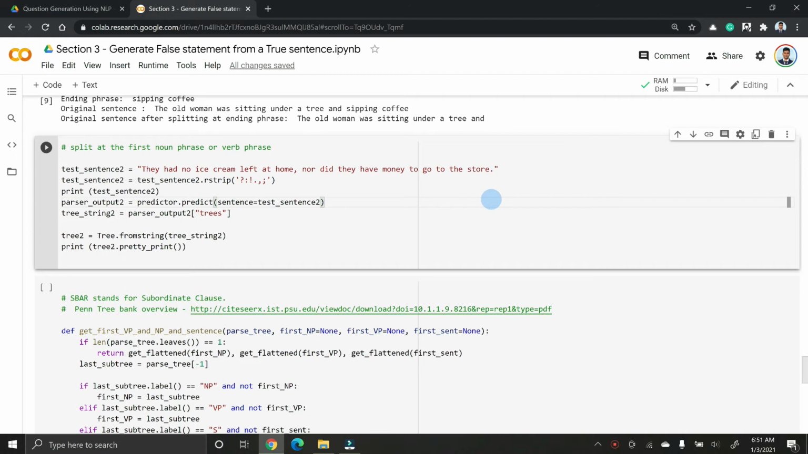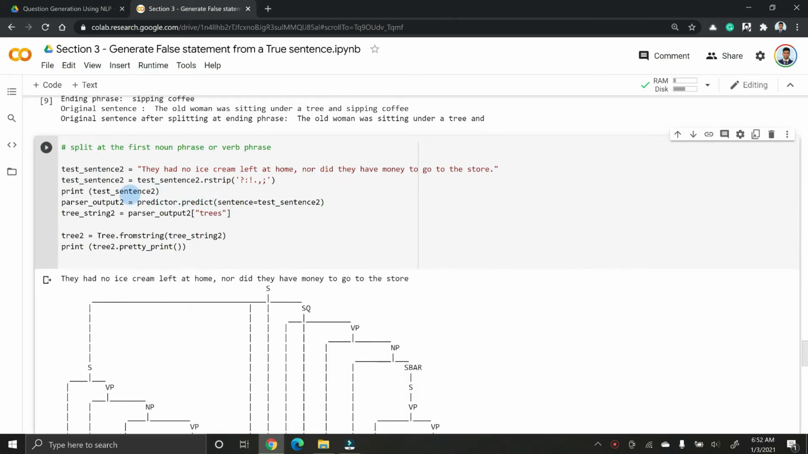Welcome back. In this section, we will go through one more example to reinforce our understanding. Let's take this sentence: they had no ice cream left at home, nor did they have money to go to the store. Again, I'm just splitting the sentence at the end to remove any question marks, things like that. Again, I am passing the sentence through our AllenNLP predictor.predict function. I extract only the trees part from it. I convert the tree string that we get back into a tree object of NLTK, and I print the tree object.